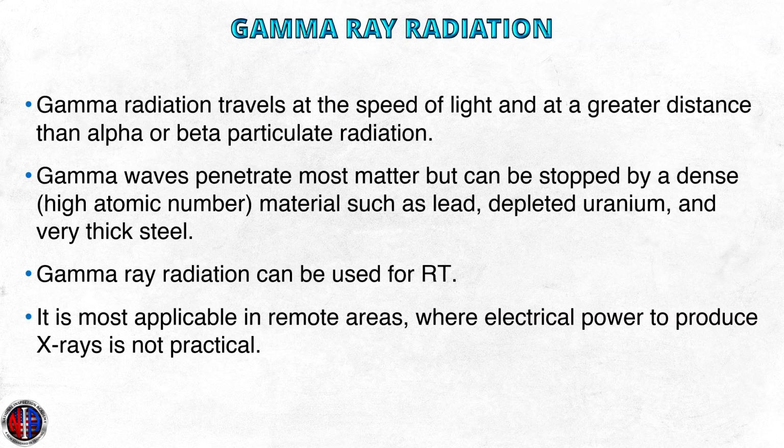Gamma radiation travels at the speed of light and at a greater distance than alpha or beta particulate radiation. Gamma waves penetrate most matter but can be stopped by dense or high atomic number material, such as lead, depleted uranium, and very thick steel. Gamma ray radiation can be used for radiographic testing and is most applicable in remote areas where electrical power to produce X-rays is not practical.